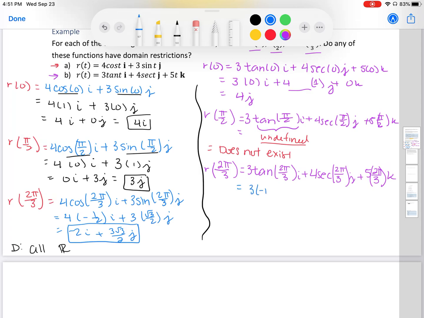So I have 3 times negative square root of 3 i plus 4 times secant at 2 pi over 3, which is negative 2, j, and then we can just simplify that fraction. So we have 10 pi over 3 k. That is our answer for our third one.